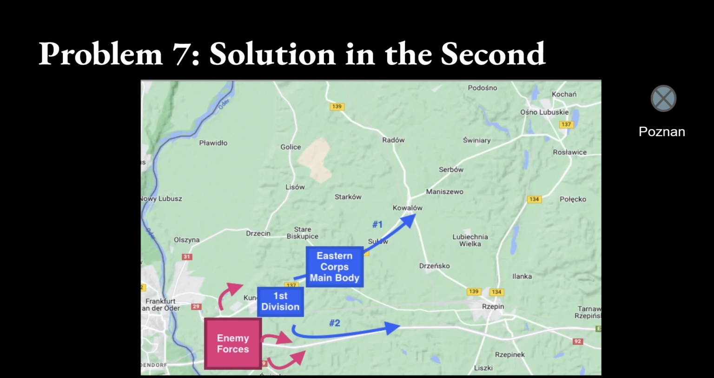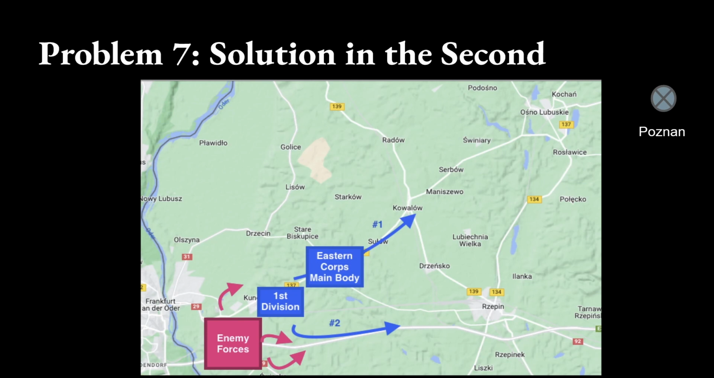The best circumstance, according to Moltke, is if the 1st Division is able to use road number 1, which takes it to Osno-Lubisky. This way, the 1st Division can quickly rendezvous with the Eastern Corps main body, and the 3 divisions together can retreat northeast and back toward the city of Poznan.